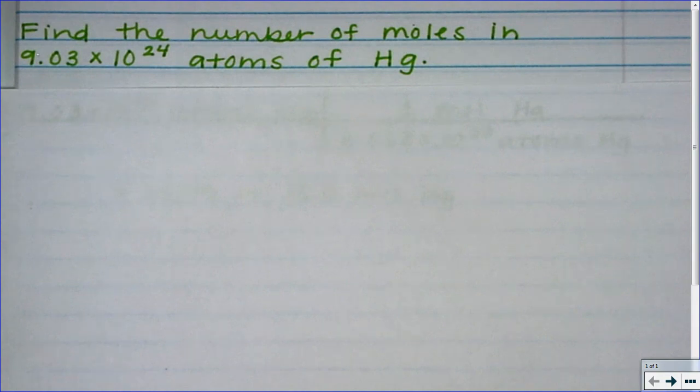It says find the number of moles in 9.03 times 10 to the 24th atoms of mercury, or Hg, as it's written here. So we want to take what's given to us, set it up in the very first box, but in this case atoms will be at the top, so you'll want atoms to be on the bottom. The number that goes with atoms will be Avogadro's number. So let's see how that's set up.